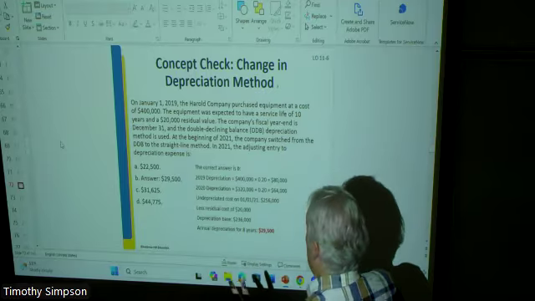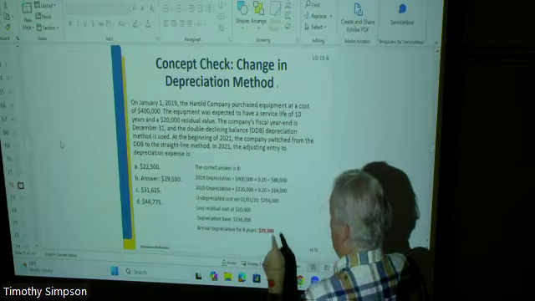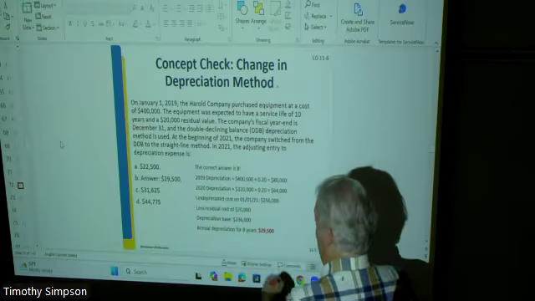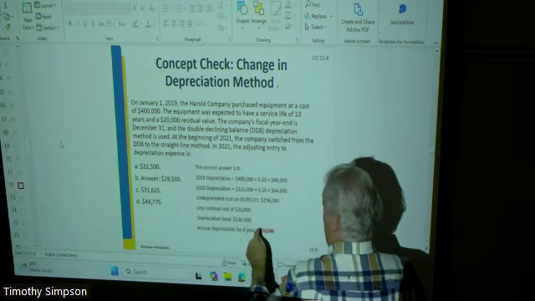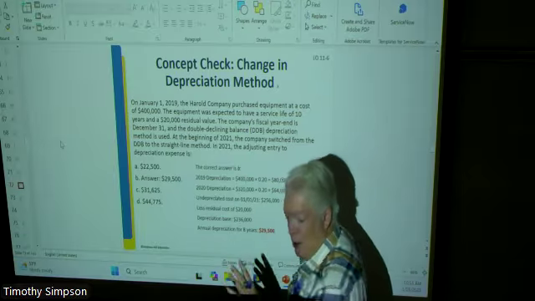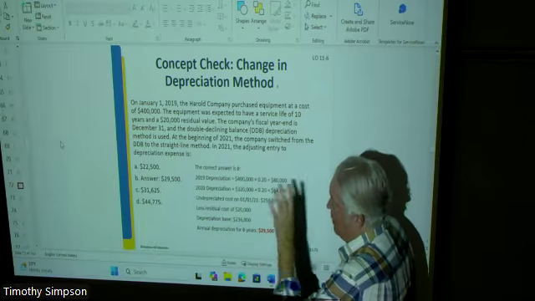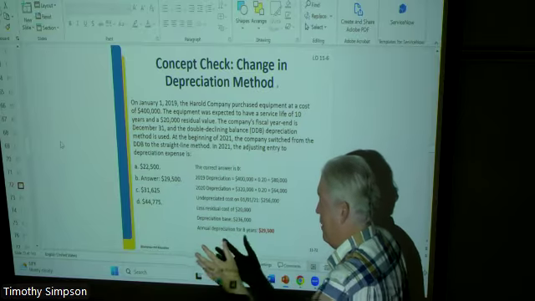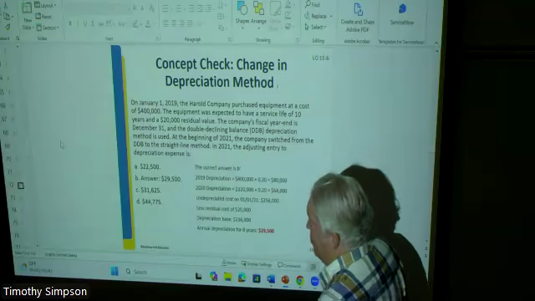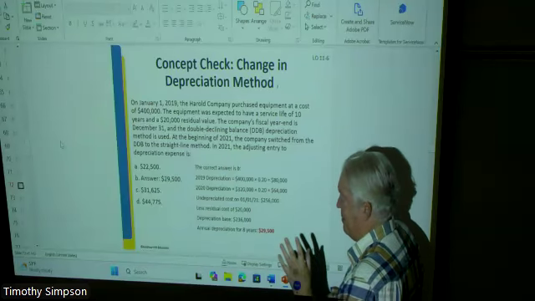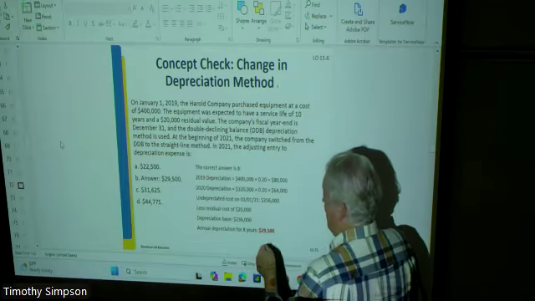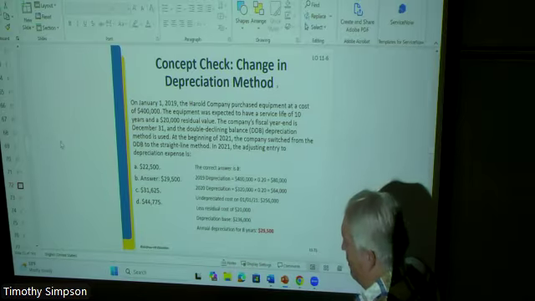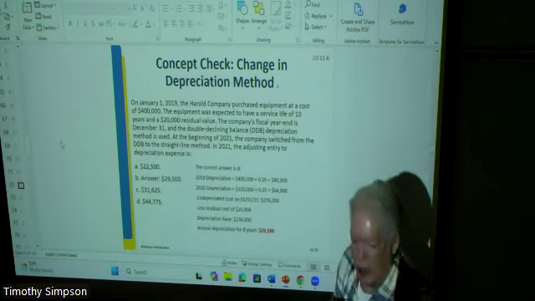And now we're saying we want to go to straight line, and we will take the 256 minus the residual of 20,000 here, okay, to give us a new depreciable basis. That's the numerator in the equation as we go forward. We're not changing estimate. We're not saying the residual is going to change. We're not saying the estimated useful life is going to change. We're saying we're going to change the method. So it's 236 divided by the rest of the time, which is 8 years, and it's going to be 29.5 every year as we go forward, simply because the fact that we're changing methods.